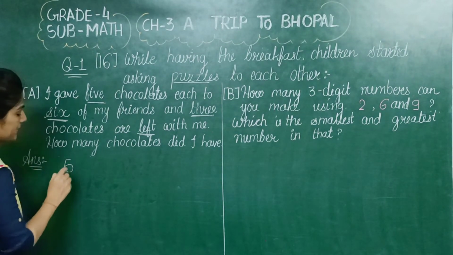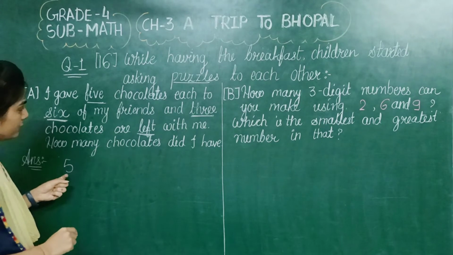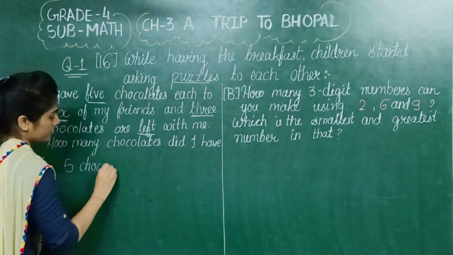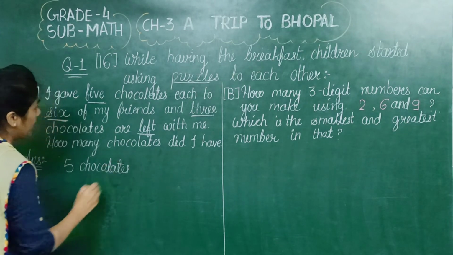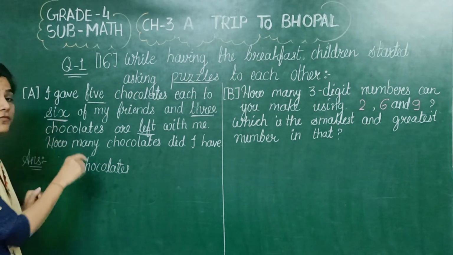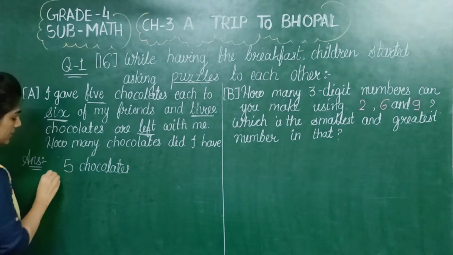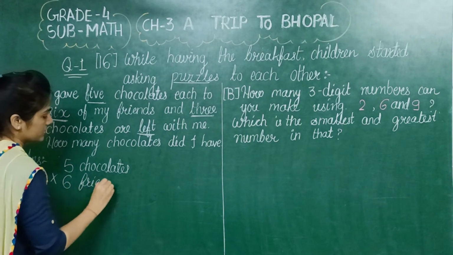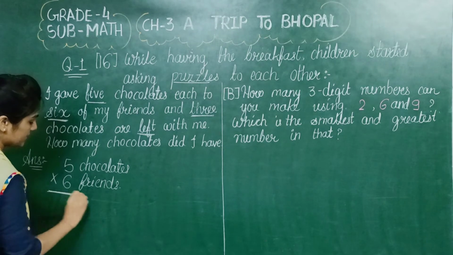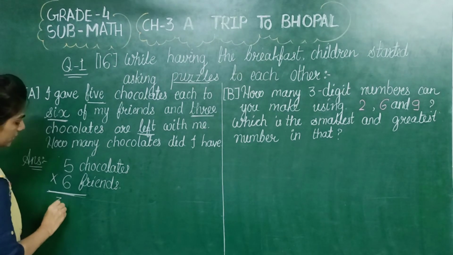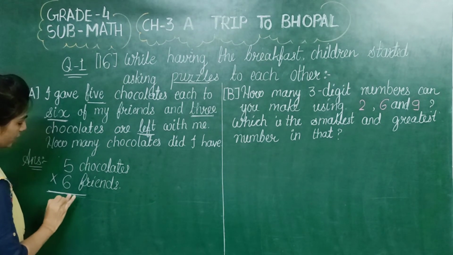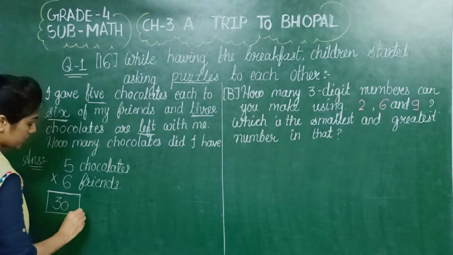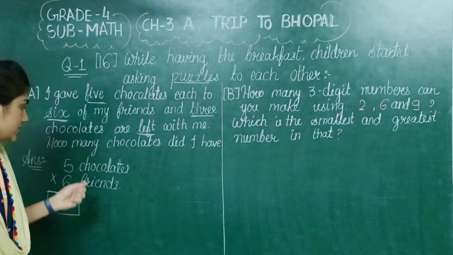So I am writing 5 in numeral form, 5 chocolates, and 6 is the number of friends. So 5 multiplied by 6, 5 sixes are 30. This table is very easy for you. So you are giving 30 chocolates to your 6 friends.